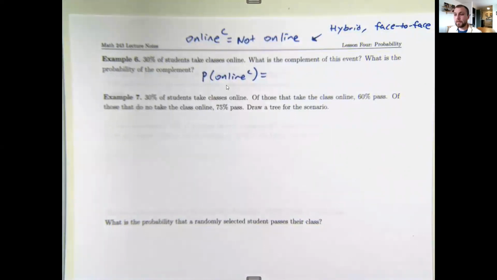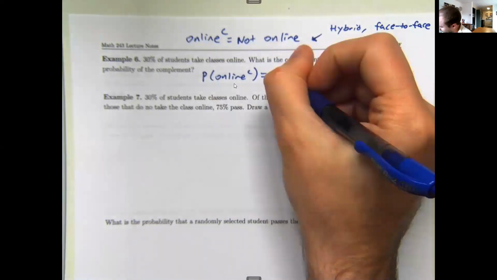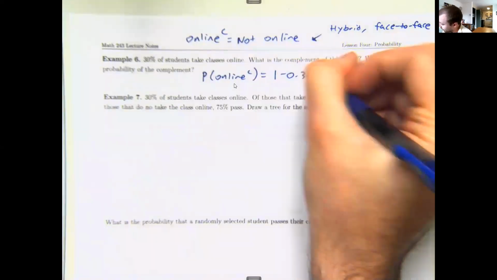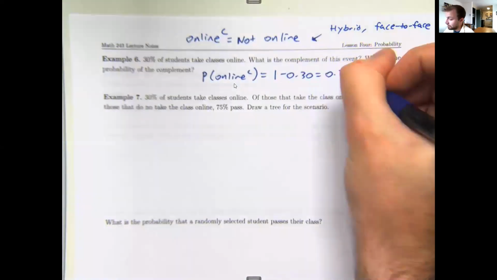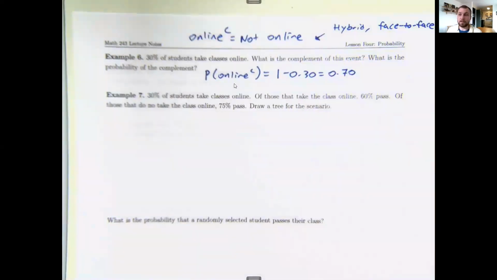Go ahead and pause the video and see if you can figure that out. 30% take them online. What percent do you think do not take them online? And if you're thinking that through, I think you might have gotten 100 minus 30%, or 70% do not take classes online.